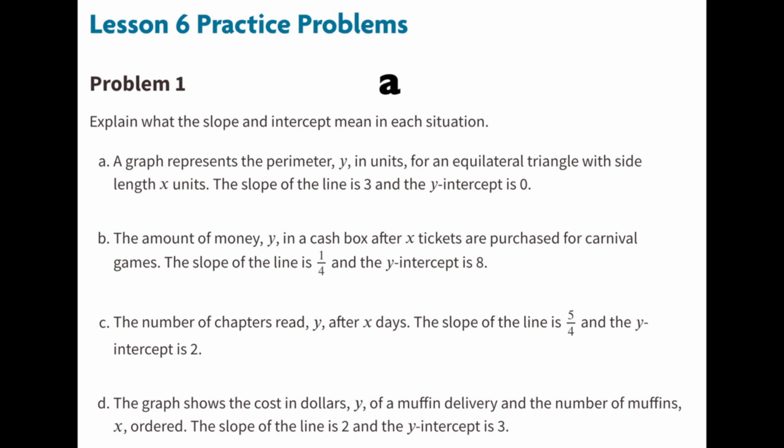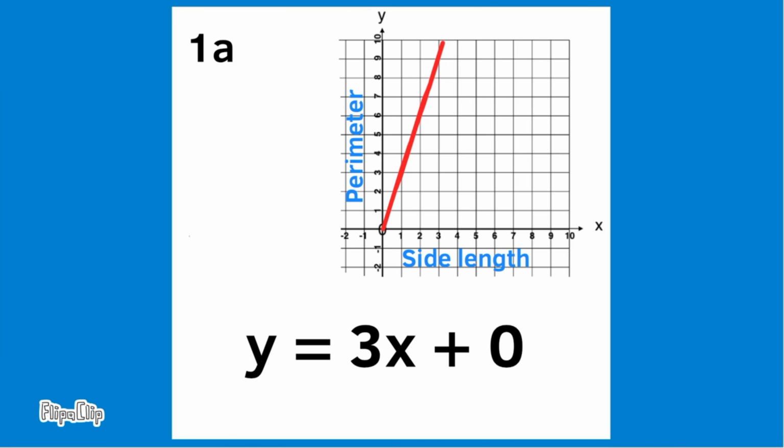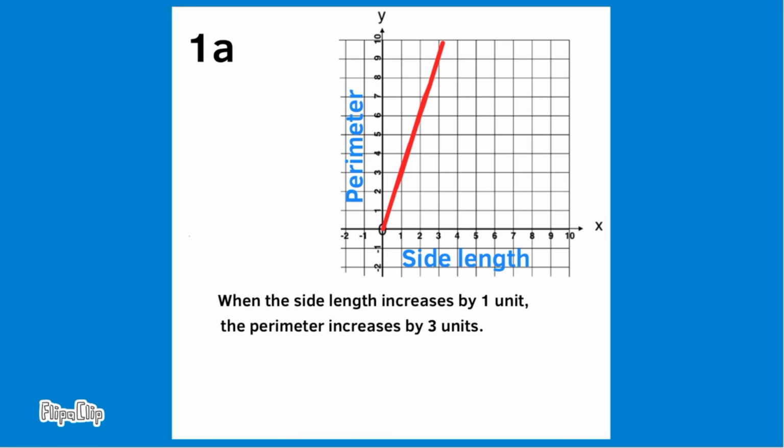The slope of the line is 3 and the y-intercept is 0. I wrote the equation y equals 3x plus 0 to represent this situation. The x-axis represents the side length and the y-axis represents the perimeter. When the side length increases by 1 unit, the perimeter increases by 3 units.